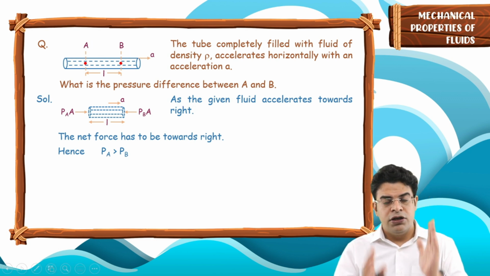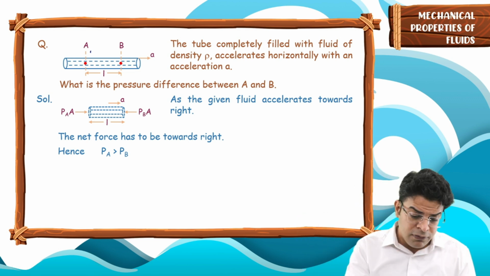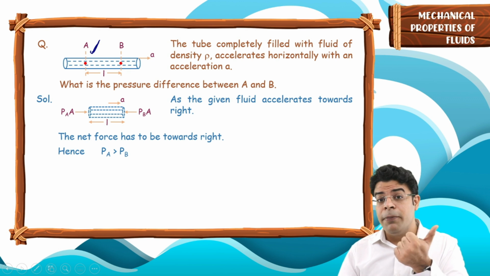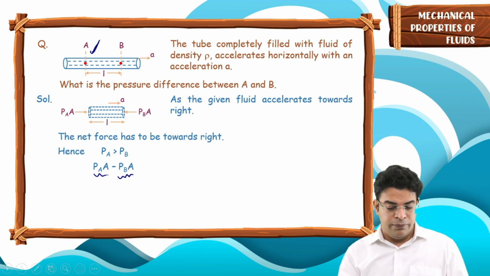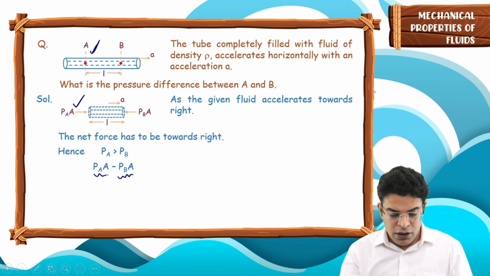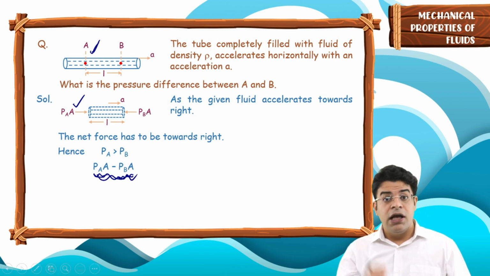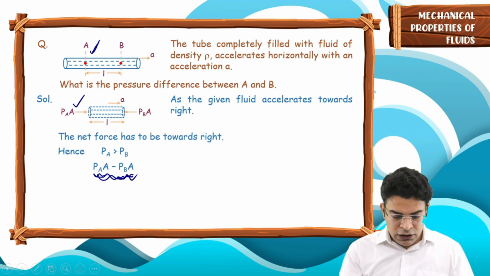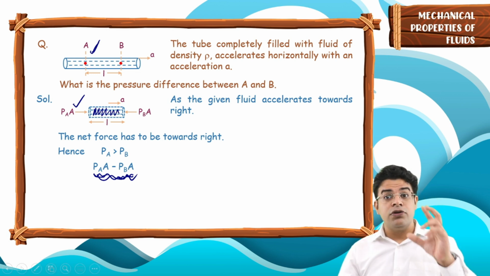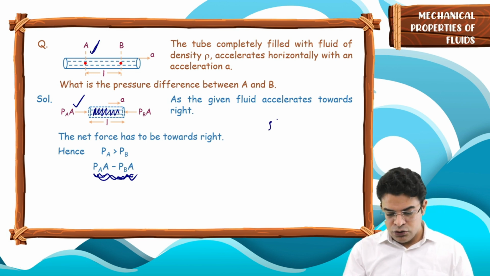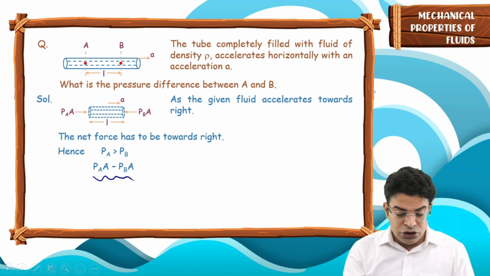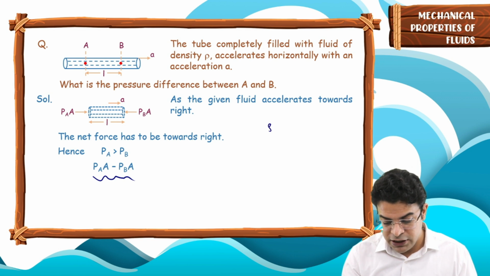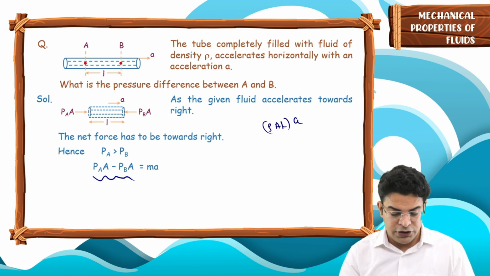Just remember this part. If the tube has an acceleration towards right, then the pressure on the left has to be higher compared to the pressure on the right. Now you can say PA A minus PB A, the net force in the direction of acceleration, has to be equal to mass into acceleration. The mass of this fluid element has to be equal to density into its volume. The density is rho. The volume is cross-sectional area into length. So the mass will be density into volume, into the acceleration.